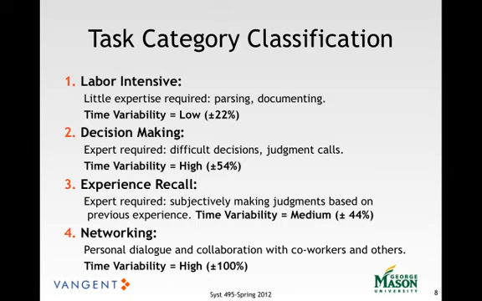The decision-making category has a much higher variability at around 54% and involves those tasks where the decision maker actually does need to use his or her expertise to make a judgment call or complex decision to complete the task. Experience recall tasks are like decision-making tasks requiring an expert, but this time emphasizing the expert's dependence on his or her past experience in AOAs, and this has a medium variability at around 44%. Networking tasks are those that require the expert to collaborate or dialogue with colleagues to complete the task.